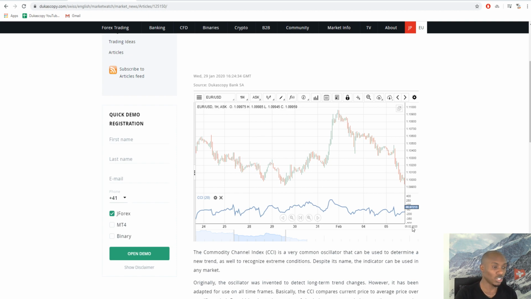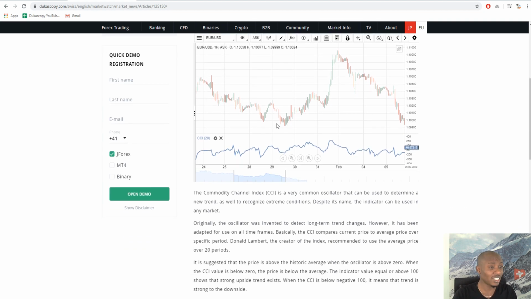So you can use it generally in all markets, this commodity channel index. And why do you care about using this CCI to develop your trading strategy? It's very easy. The CCI shows you the trend. It determines a new trend. That is what CCI usually determines. It shows you the strength in the market.